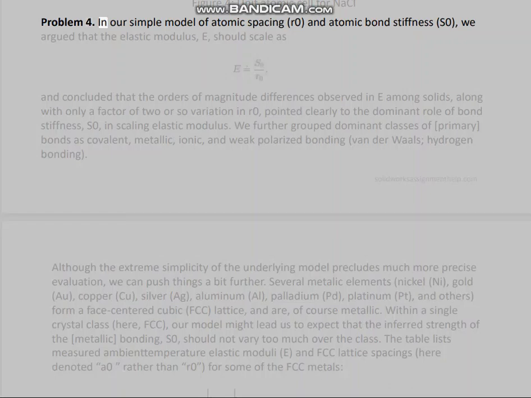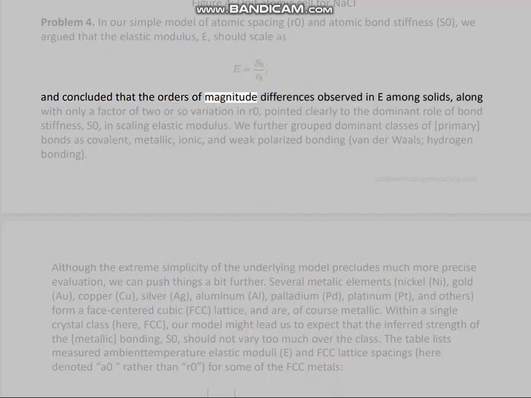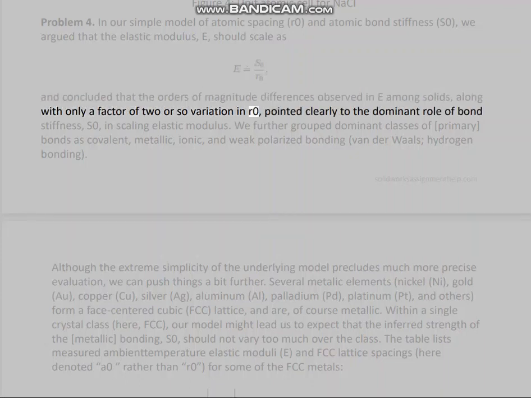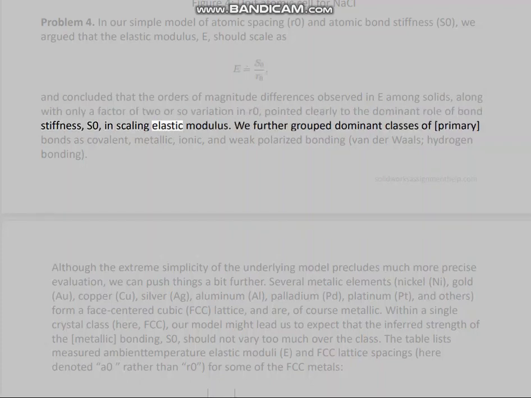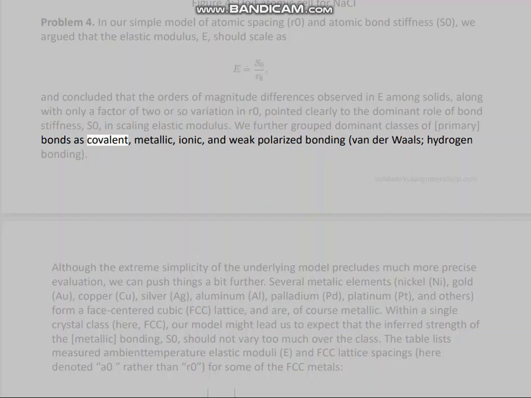Problem 4. In our simple model of atomic spacing, R0, and atomic bond stiffness, S0, we argued that the elastic modulus, E, should scale as S0 over R0, and concluded that the orders of magnitude differences observed in E among solids, along with only a factor of 2 or so variation in R0, pointed clearly to the dominant role of bond stiffness, S0, in scaling elastic modulus. We further grouped dominant classes of primary bonds as covalent, metallic, ionic, and weak polarized bonding, van der Waals, hydrogen bonding.